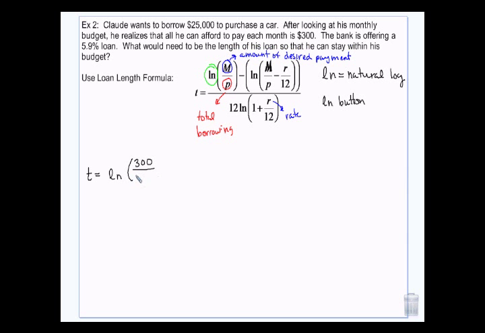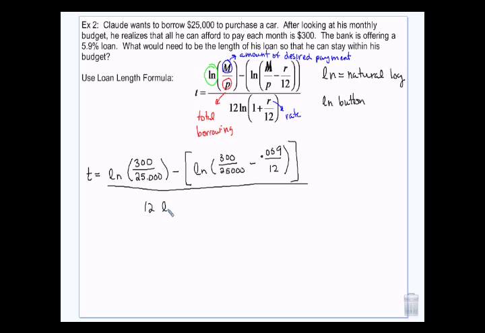But he wants to borrow $25,000. So $300 a month, borrowing $25,000 at 0.059 divided by 12. And the reason there's double parentheses in there is because I need to do this math first before I take the natural log of it. Okay. And then I have 12 times the natural log of 1 plus the rate divided by 12.